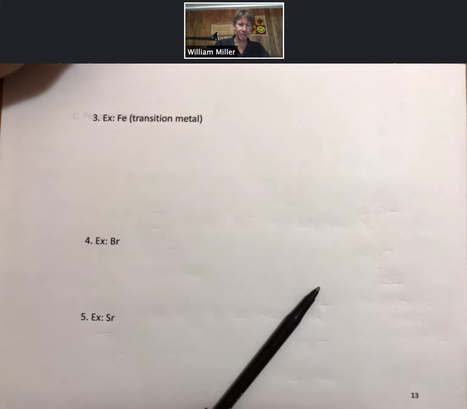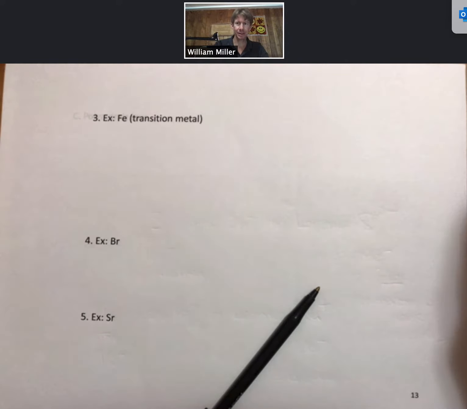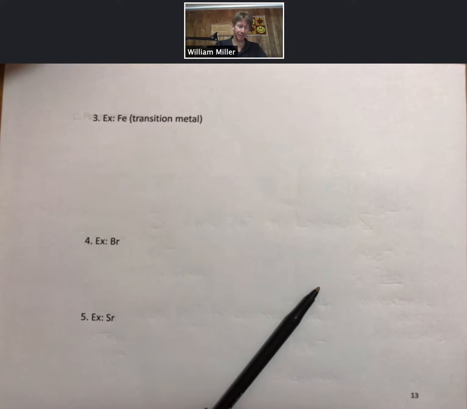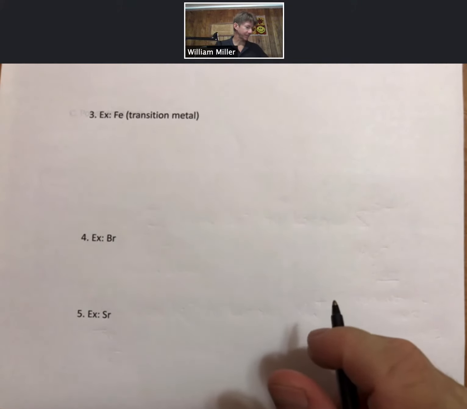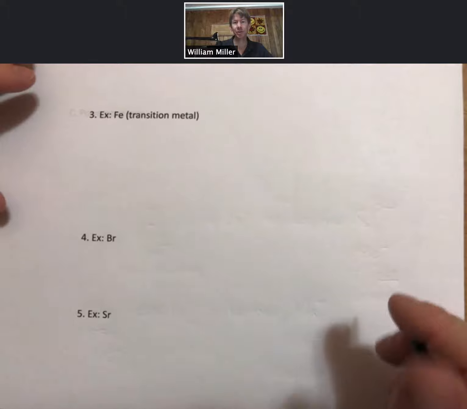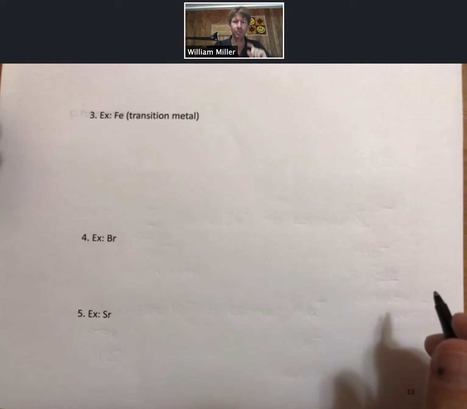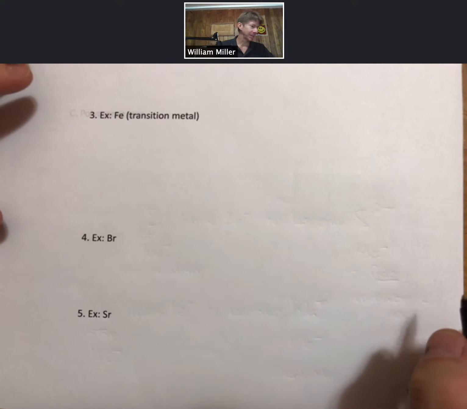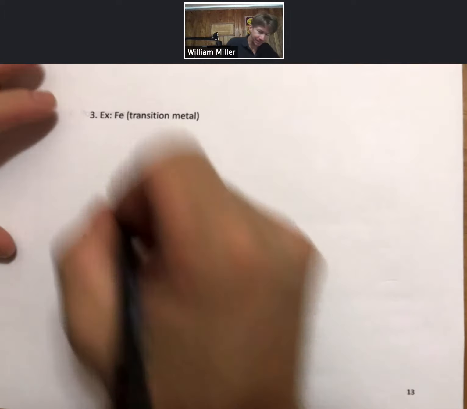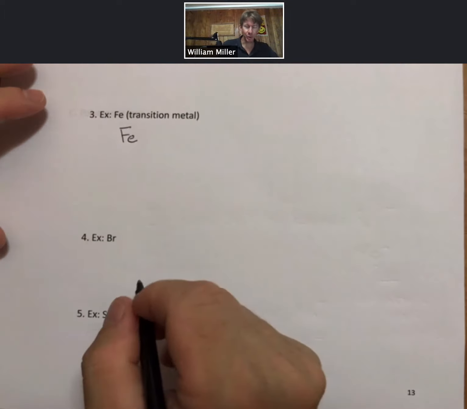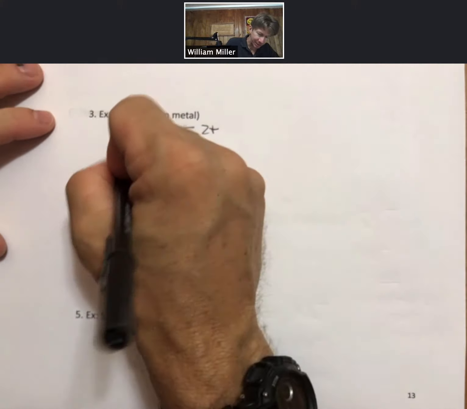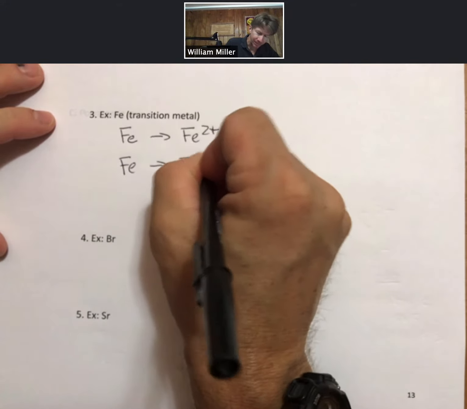Now let's talk about the transition metals. For the transition metals, things will be a little different because, as I mentioned before, transition metals can oftentimes form more than one and almost always 2 ions. Let's look at iron. Iron can form a +2, and iron can form a +3, or a 3+, if you will.